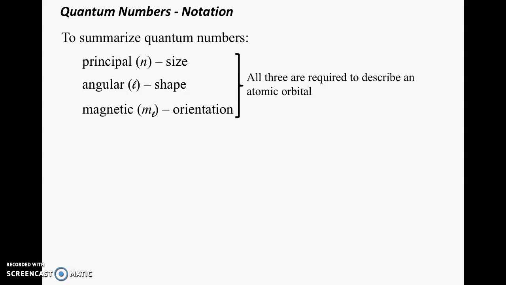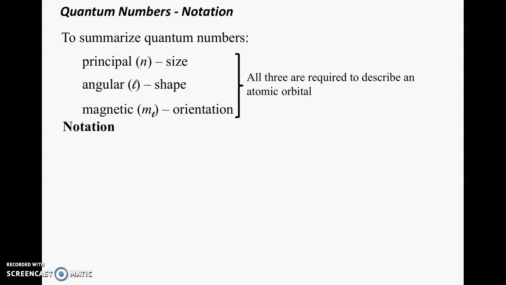Okay, so I'm going to summarize quantum numbers here, and then I think I will change and go on to another video. So the principal quantum number is n, and that gives you the size. The angular quantum number is L, and it gives you shape. And the magnetic m sub L gives you orientation. And you need all three of those to describe an atomic orbital.